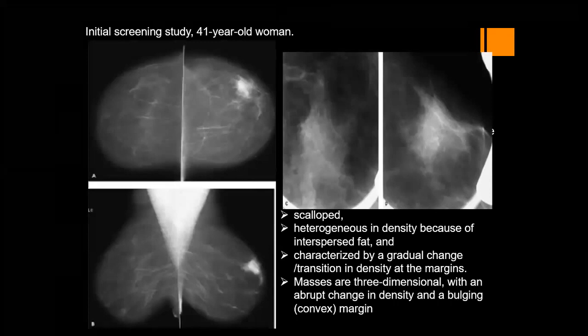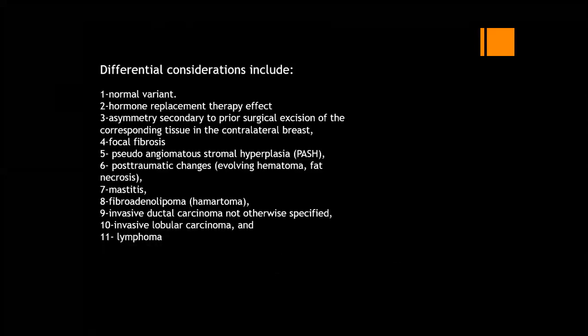Involuting parenchyma and this residual parenchymal island, okay? Fibroglandular parenchyma. So it can be normal variant, can be hormonal replacement therapy. Asymmetry secondary to prior surgery from the contralateral breast, removal of tissue there and persistence of tissue in the ipsilateral. It can be focal fibrosis, pseudoangiomatous stromal hyperplasia, post-traumatic changes you mentioned, mastitis you mentioned, and fibroadenolipoma or hamartoma, invasive ductal carcinoma not otherwise specified, invasive lobular carcinoma, and lymphoma.